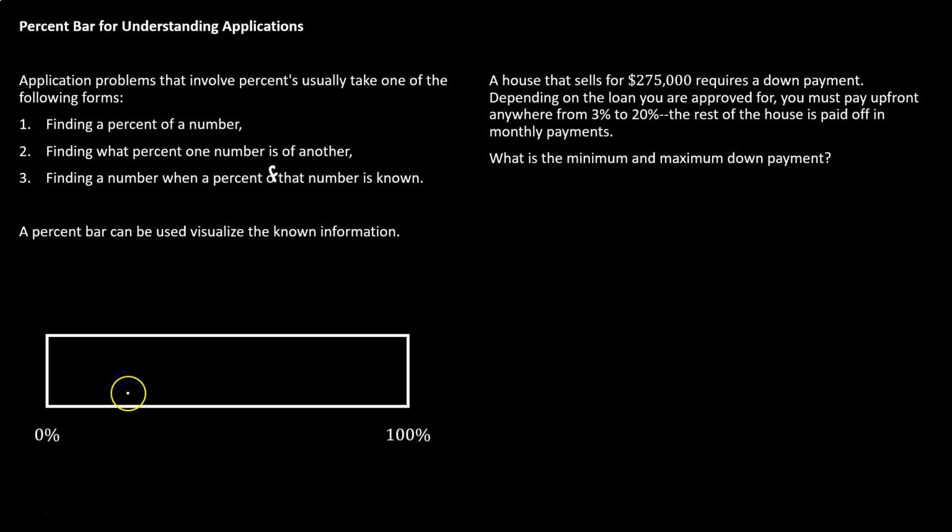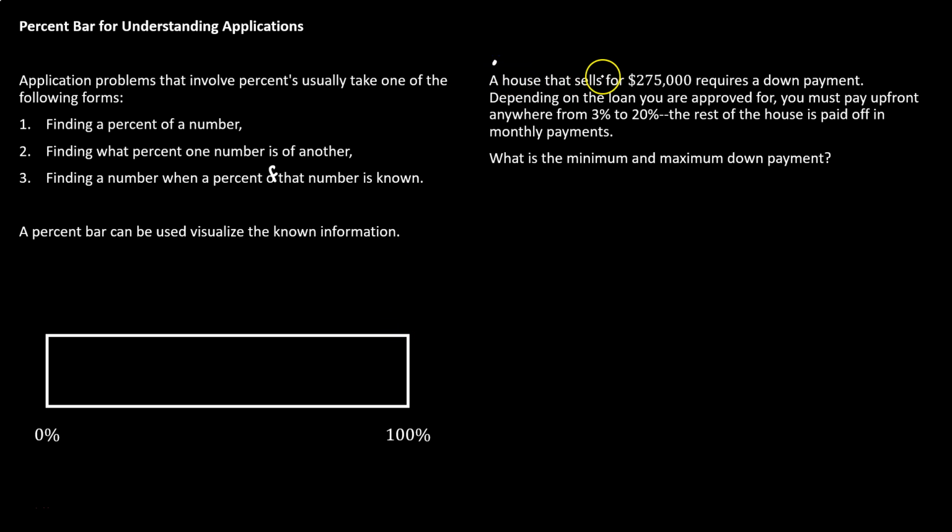So the way that we're going to do this is maybe on the bottom of your percent bar, you have the percent version, and then on the top you would put the numerical value that you're associating that percent with. And I'm going to demonstrate how to use this for applications through various problems. So let's start with this problem.